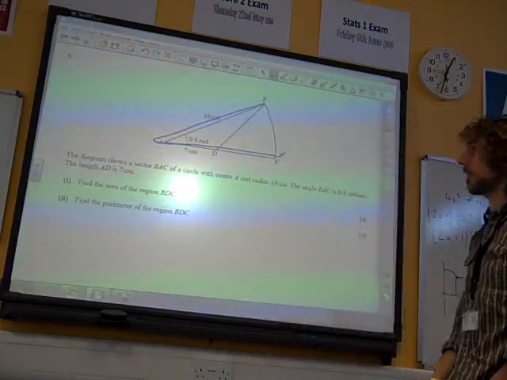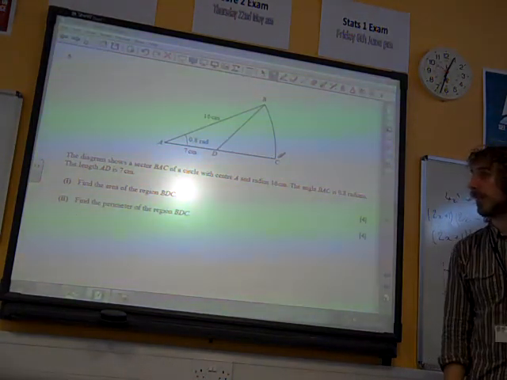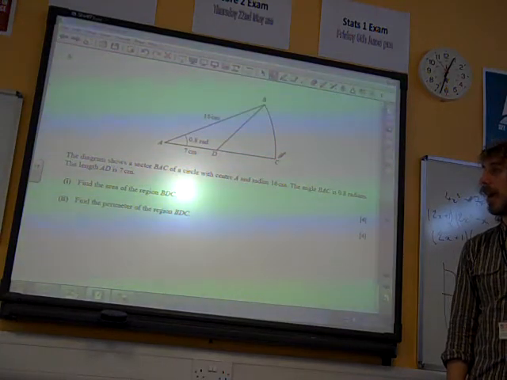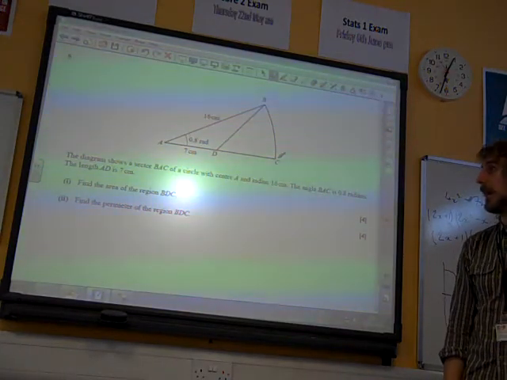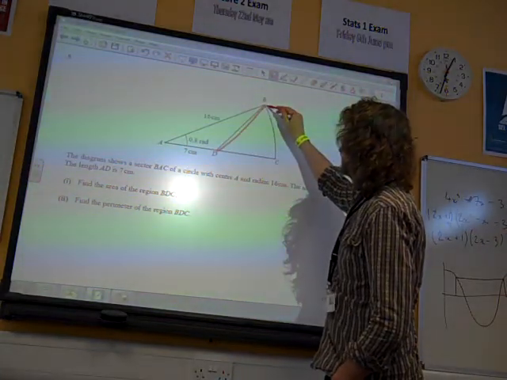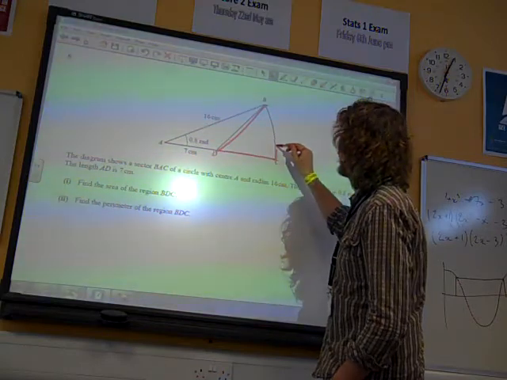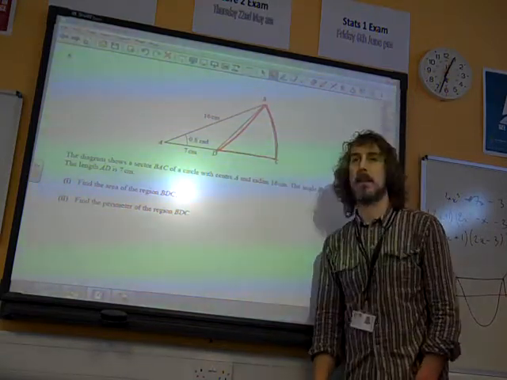Right, the diagram shows the sector BAC in a circle with centre A and radius 16. The angle BAC is 0.8 radians, the length AD is 7. Find the area of the region BDC. The area of the region, which region? BDC. So that sector bit there.